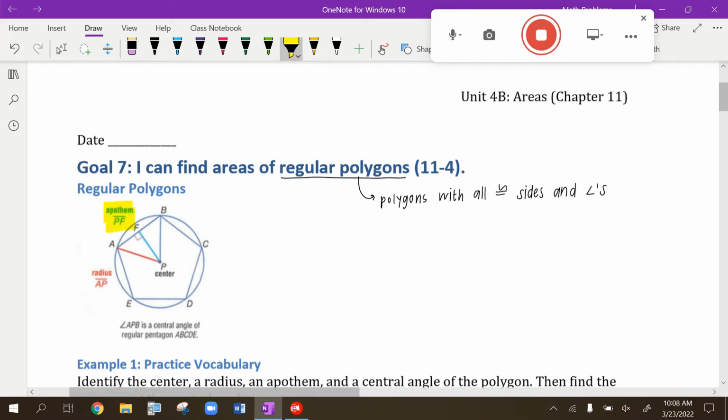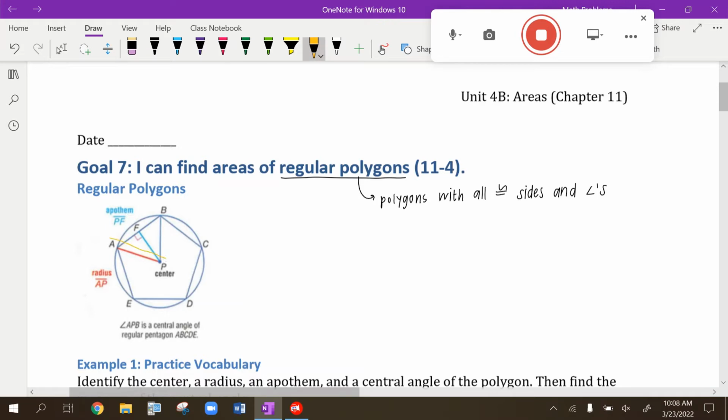The first is called an apothem. An apothem always travels from the center to the midpoint of one of the sides of the polygon. Segment PF is an example of an apothem. The apothem always creates a right angle to the side of the polygon.